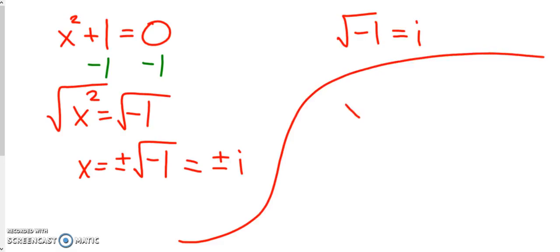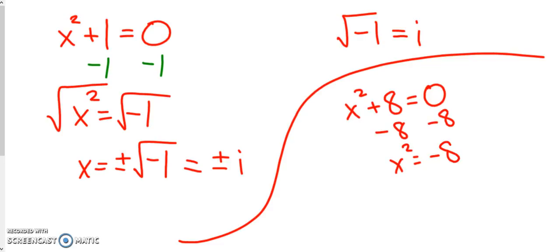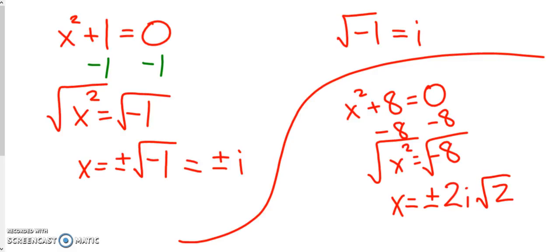Let's say I had x squared plus 8 equals 0. Well, if I subtract 8 from both sides, I get x squared equals negative 8. And then when I take the square root, I end up with x equals plus or minus. Now remember, from the last screen, the square root of 8 was 2 square roots of 2. So this is 2i square roots of 2, the i coming from the fact that you've got a negative underneath that square root, and so it happens to be imaginary.